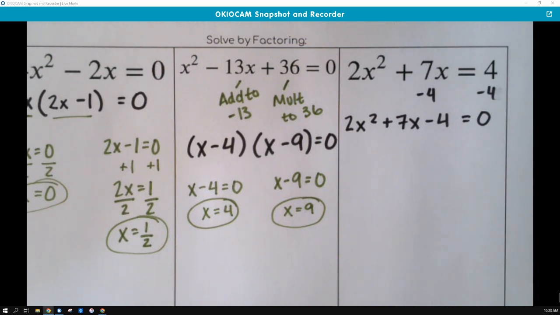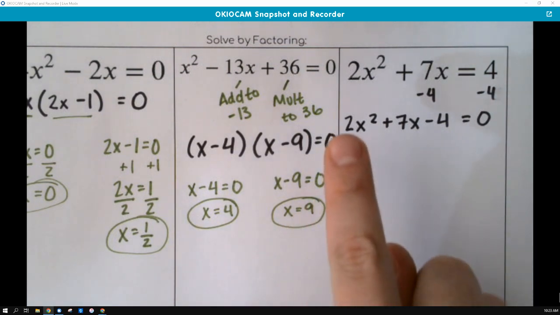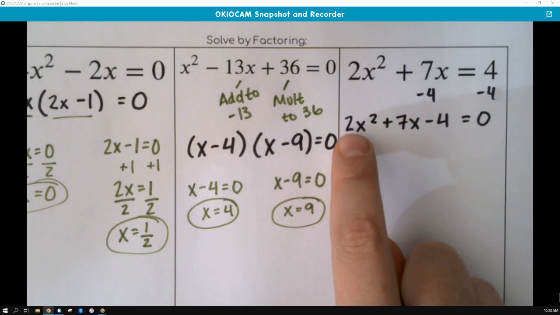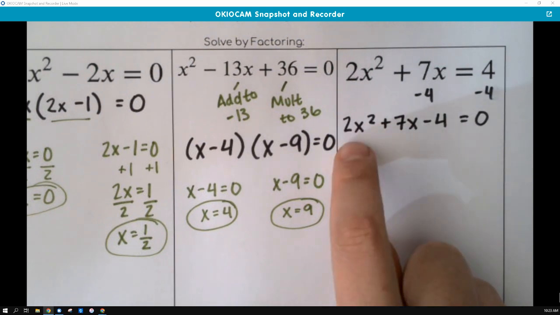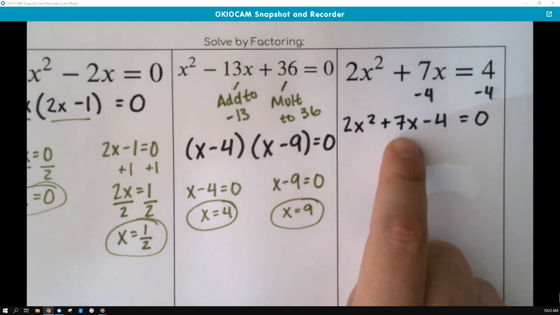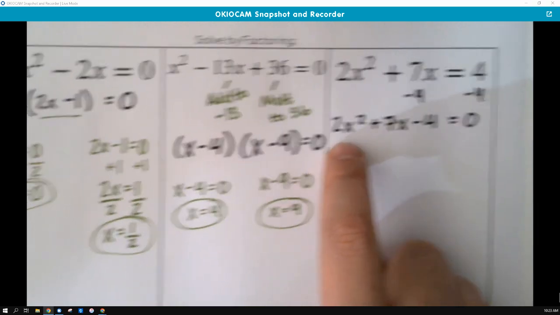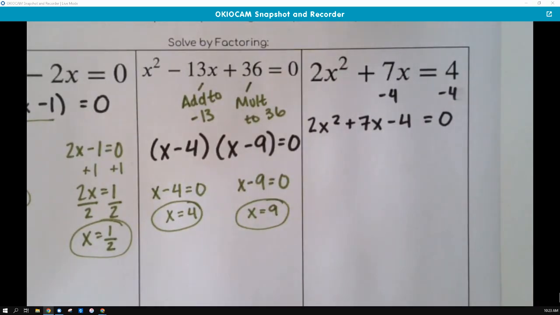Okay, so 2x squared plus 7x minus 4. For this one, because we have a number in front of the 2 here, we can't just find the numbers that multiply to the last and add to the middle. We have to do that AC method that we did back in chapter P.